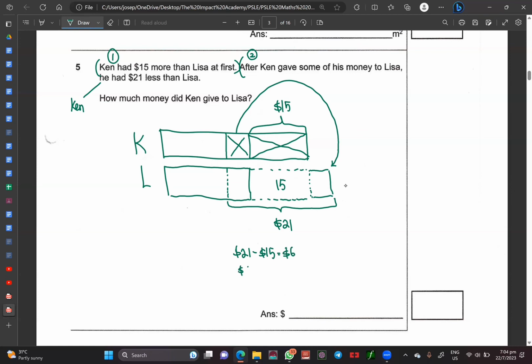And then after that, we have to divide by 2 simply because they are the same. So this is $3, and then over here we have $3. Over here we also write $3. Now, the question is asking how much money did Ken give to Lisa? So the amount of money that Ken gave to Lisa is whatever that is over here plus whatever that is over here. So Ken actually gave $15 plus $3, and that gives me $18, and $18 is given to Lisa.